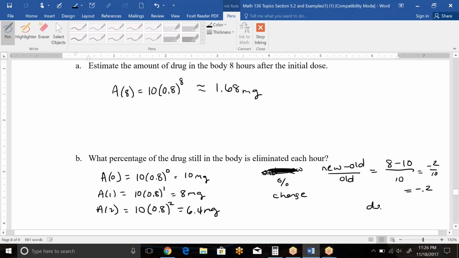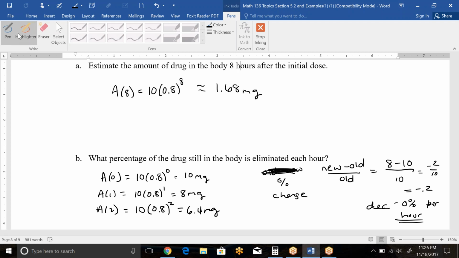That means it is decreasing 20% per hour. Because 0.2 as a decimal turned back into a percent would be 20, because you'd multiply by 100. So I could have figured this out a different way, which would have been a little bit quicker. If this is 0.8, that's how much drug is still in your body. So the opposite of that is how much is leaving your body each hour. So 0.2, because it has to add up to 100%. So just something interesting to see there.